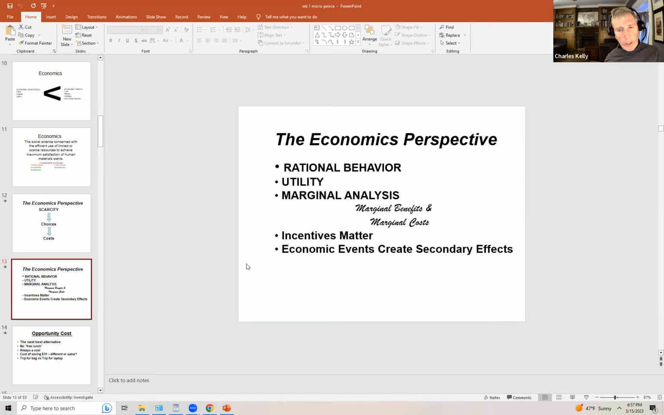Now, again, I used this term when I was defining. Utility is simply a measure of happiness, satisfaction, or gratification.